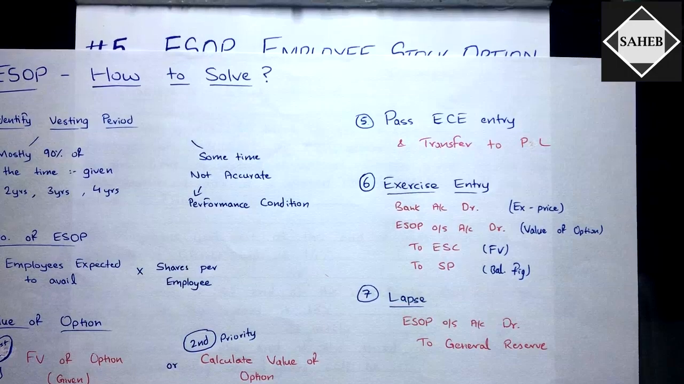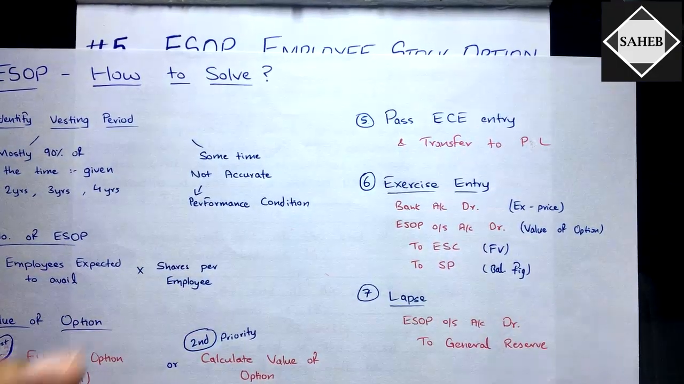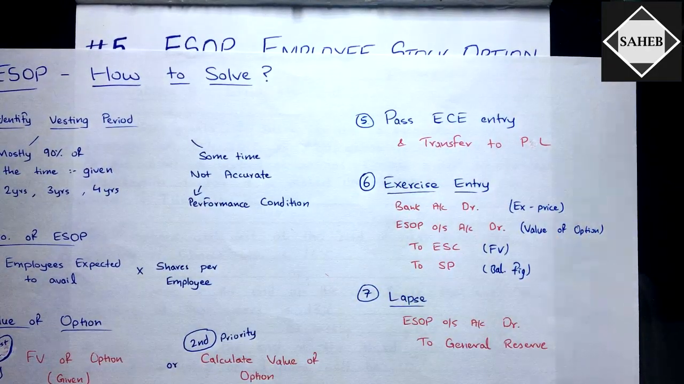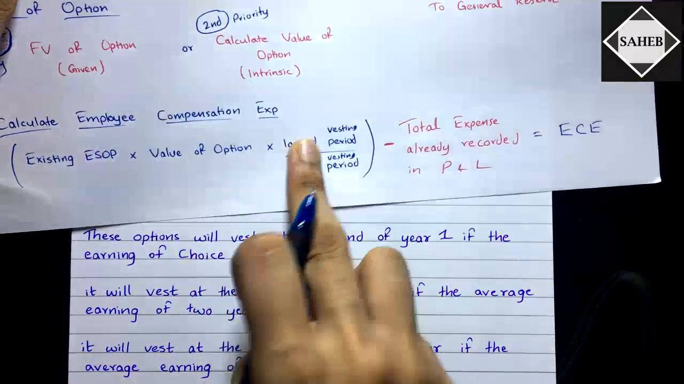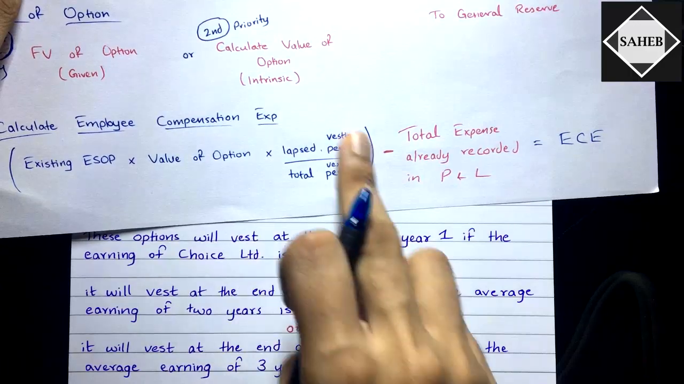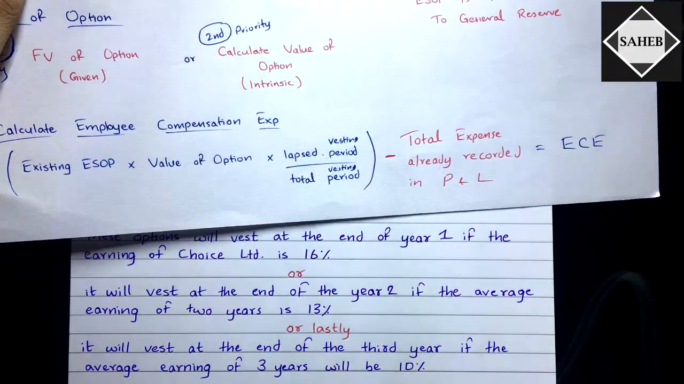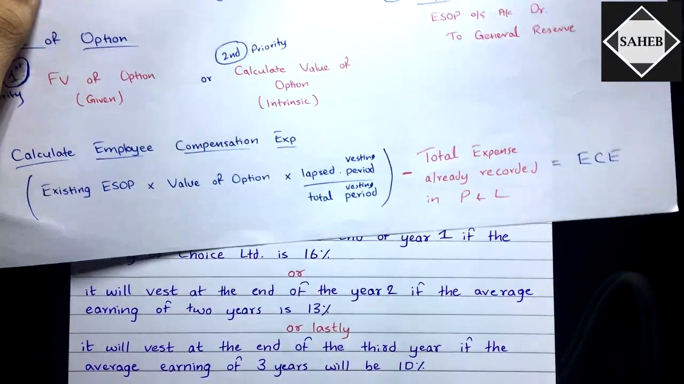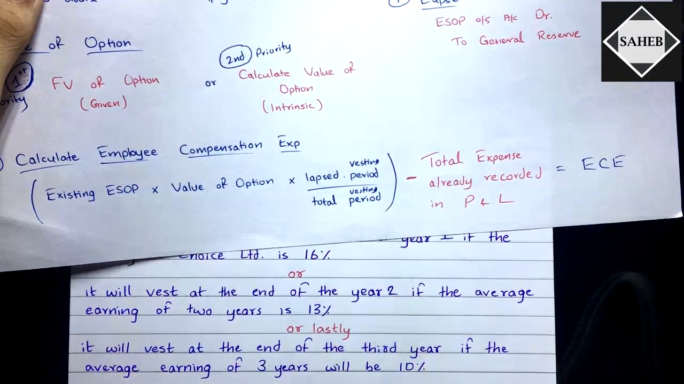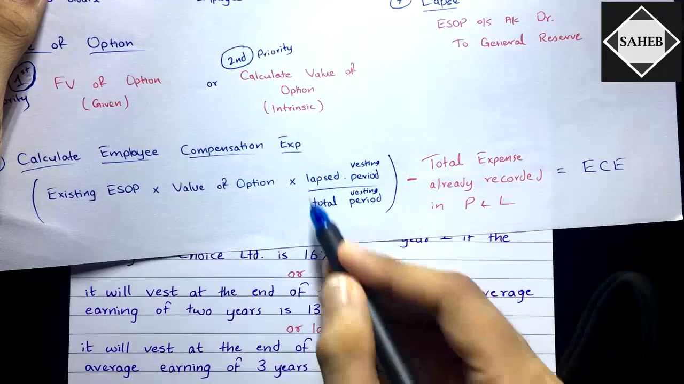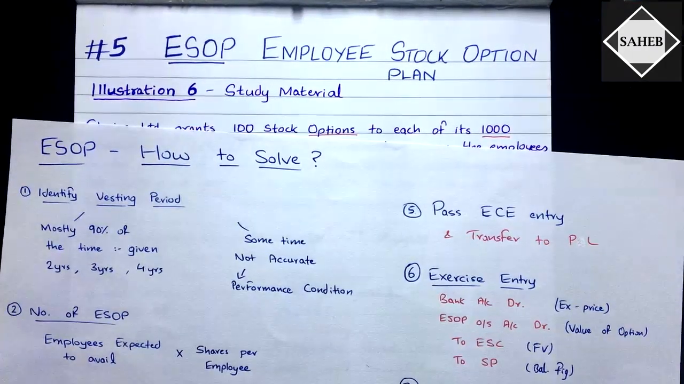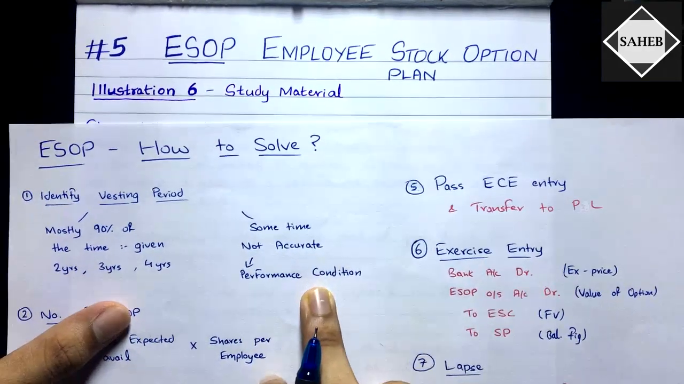Okay, so while calculating employee compensation expense, you have to be very careful with the vesting period, the fraction which you take in the formula. The lapsed vesting period divided by total vesting period, you have to be very careful over here. At the end of every year, when you do this calculation for the employee compensation expense, how much to take to P&L, you have to be very careful. So we'll see that while solving the problem. So what was I saying? Performance condition, right? Whenever the performance condition is given, you have to be careful with the vesting period.